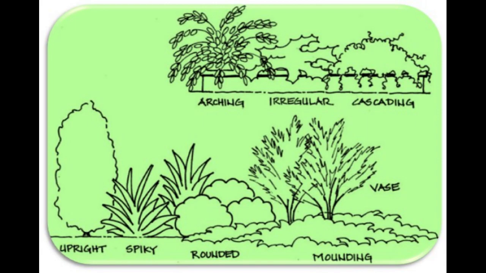Shrubs have upright, spiky, rounded, vase, mounding, arching, irregular and cascading forms. Mounding and spreading shrubs are used in masses. Cascading and vase-shaped shrubs are used as specimen plants.